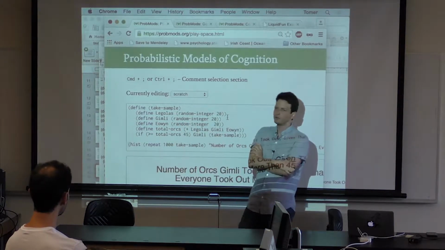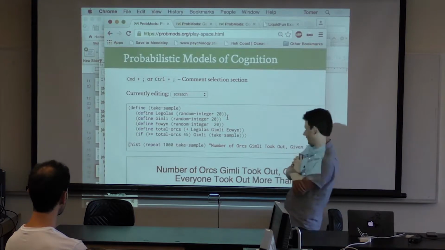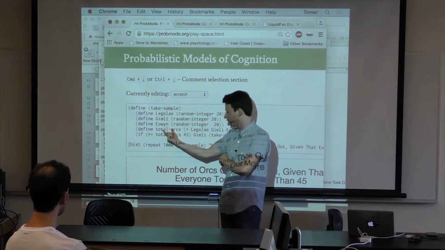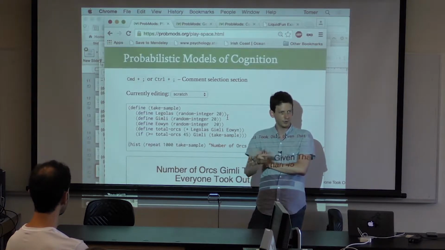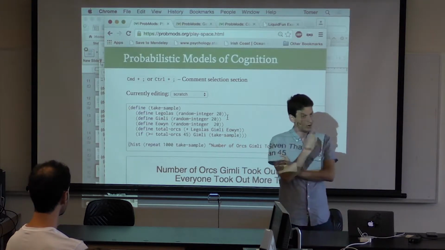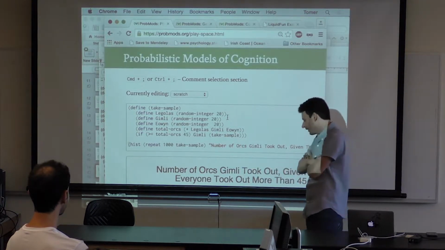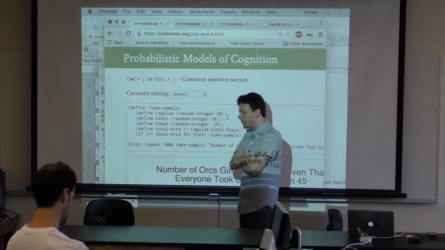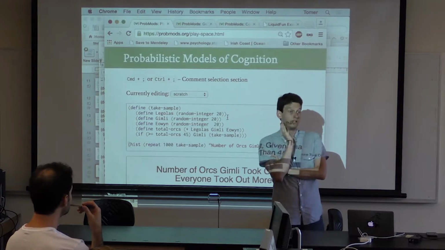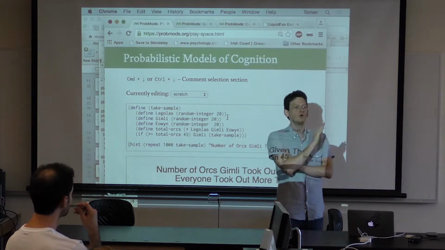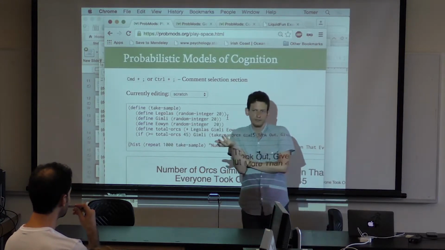And we're going to also define the total number of orcs that they took out as just the sum of each one of these things. So we're going to look at the pile of orcs that they took out in the end. That's my generative model. That's it. What I'm going to wonder about is how many orcs did Gimli take out? Not knowing anything, how many orcs did Gimli take out?